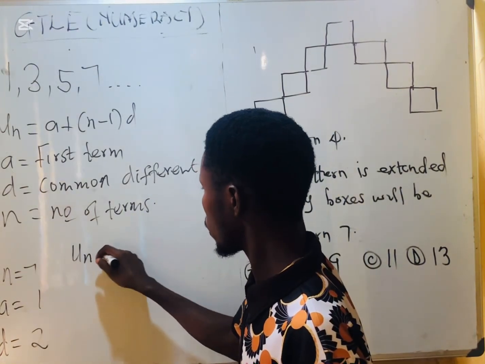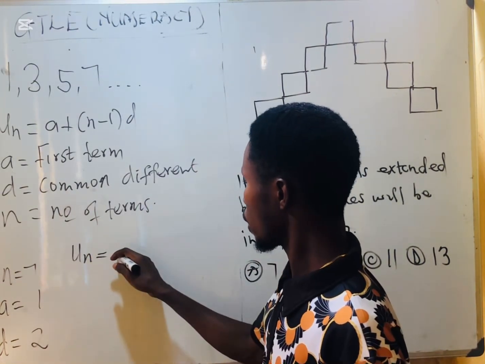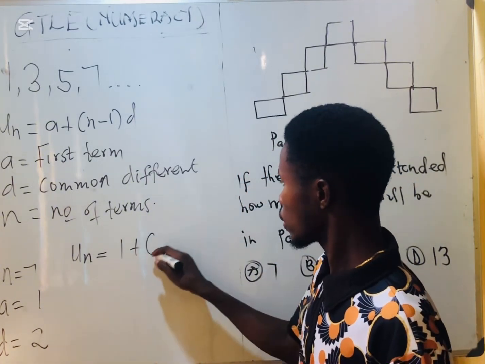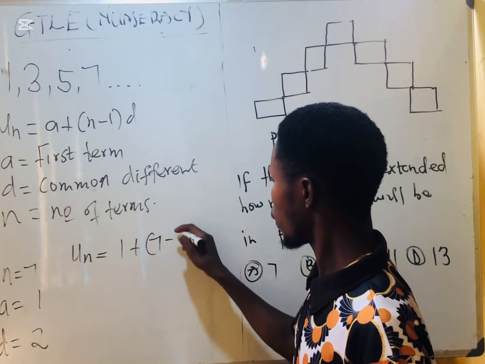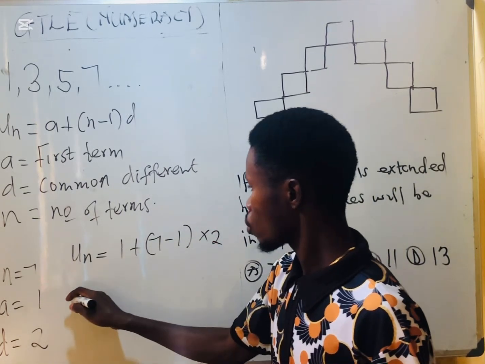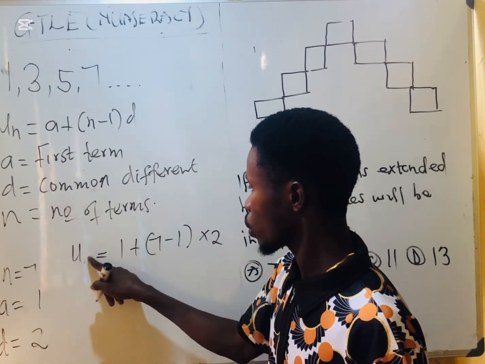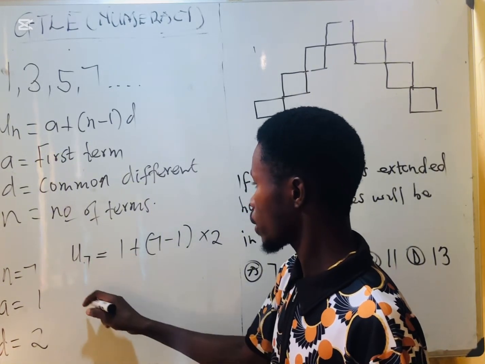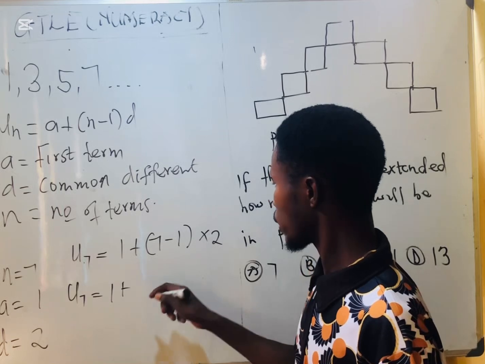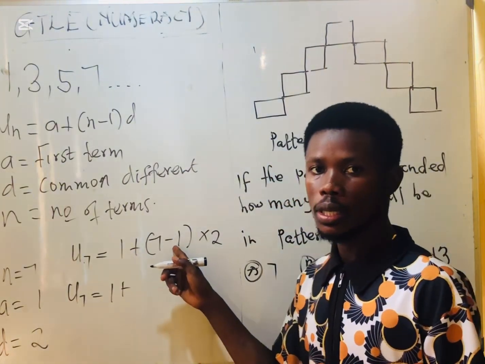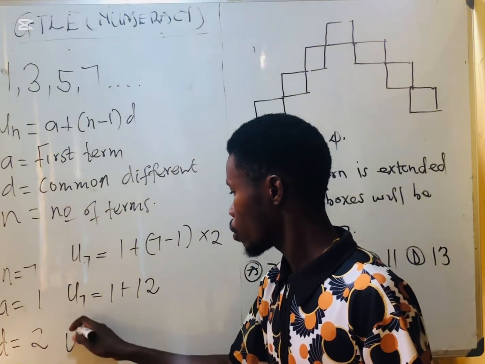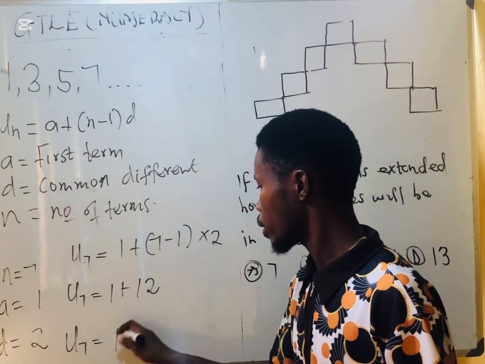Our U_n equals a. Now a is 1, plus n is 7, minus 1, times the common difference, which is 2. So in this case n is 7, so let's replace that with 7. U subscript 7 equals 1 plus 7 minus 1, which is 6, 6 times 2 is 12. So I have U subscript 7 equal to 13.